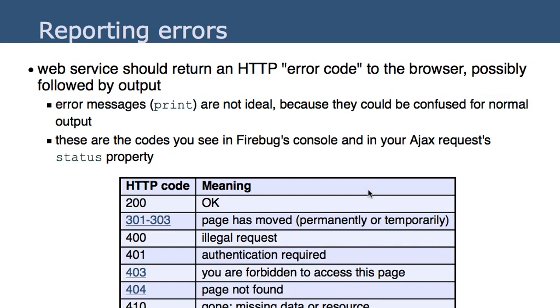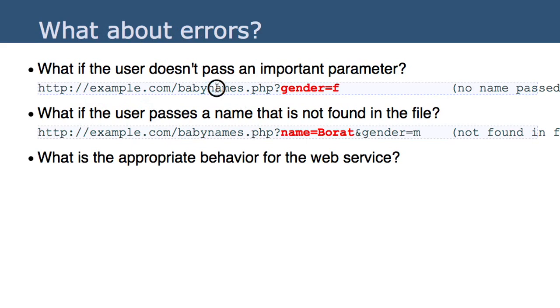So if we communicate, let's see. Maybe in the case that they send a gender but not a name, or vice versa, we can send a 400 error that indicates they made a bad request and need to correct it. But if they send a name that isn't in the list, we can indicate that by sending a 404 error. So why don't we do both of those?